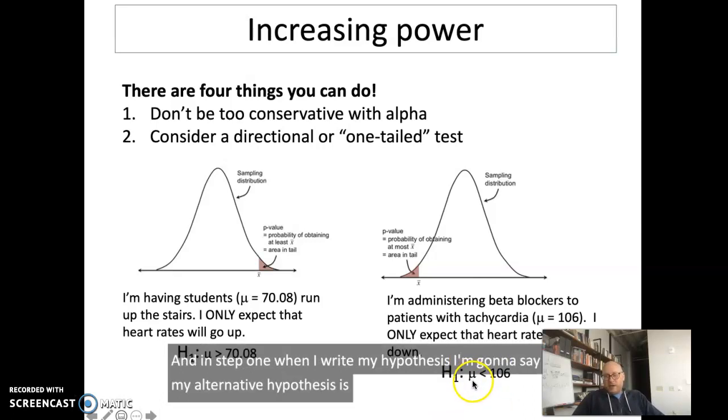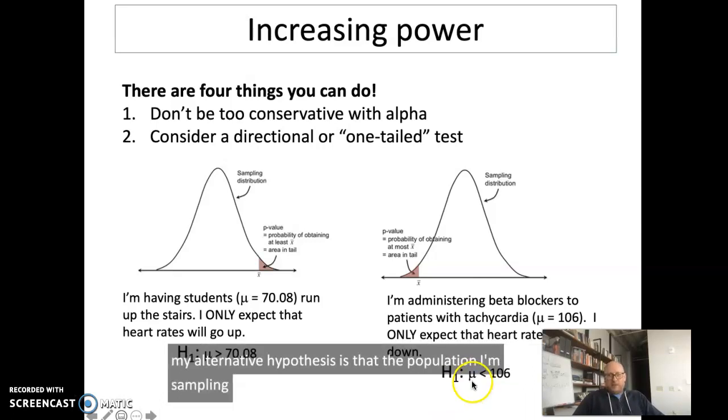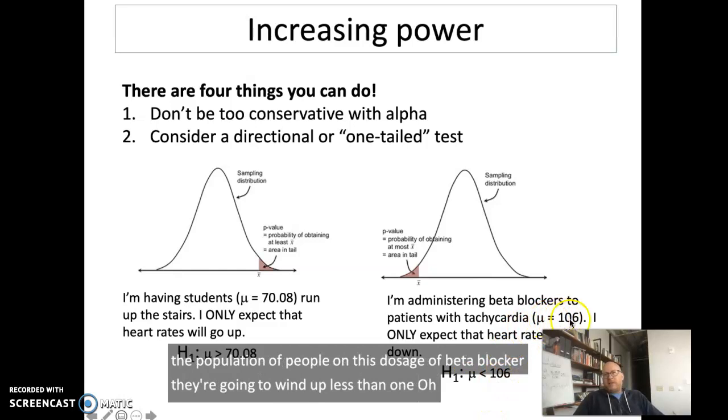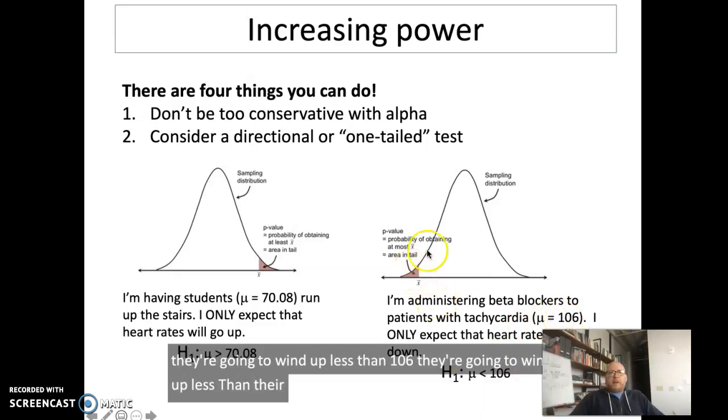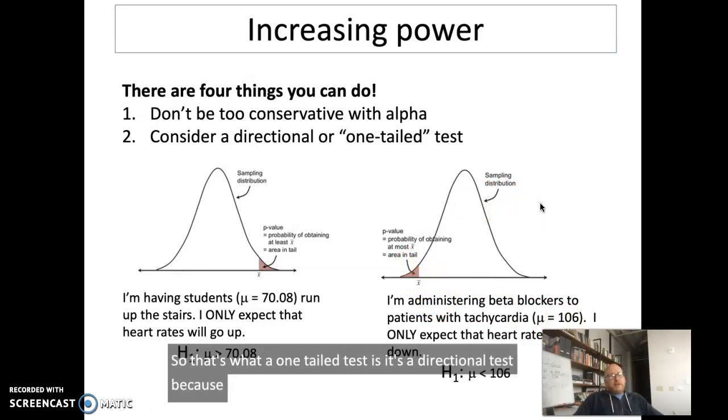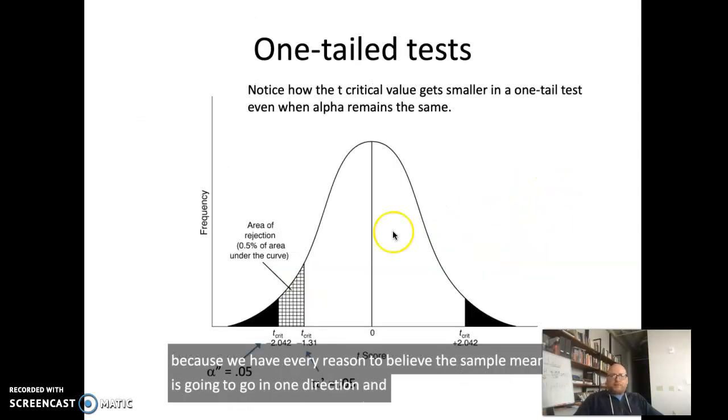And in step 1, when I write my hypotheses, I'm going to say my alternative hypothesis is that the population I'm sampling from, that is the population of people on this dosage of beta blocker, they're going to wind up less than 106. They're going to wind up less than their original. So that's what a one-tailed test is. It's a directional test because we have every reason to believe the sample mean is going to go in one direction and not the other.